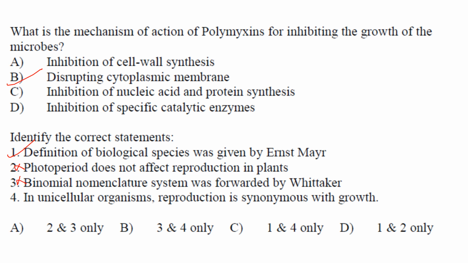In unicellular organisms, reproduction is synonymous with growth. That is also correct. So 1 and 4 are correct. Answer is C.